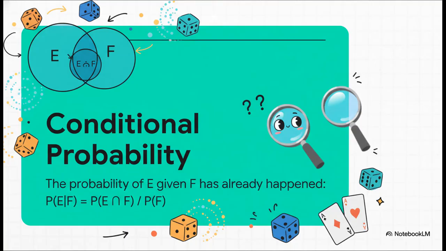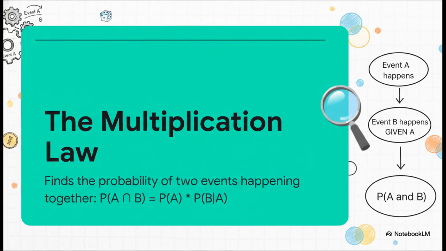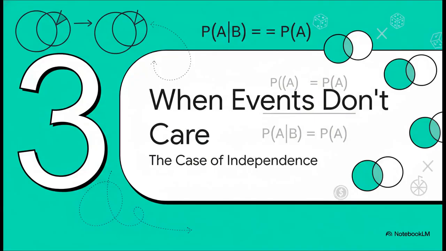And here it is. This is the formal rule, and it's exactly what we just visualized. The probability of E given F, and that vertical bar just means given, is the probability of them happening together, the intersection, divided by the probability of our new universe, F. It's the piece of E that's still in the game, scaled to the size of our new reality. Now, what's really cool is if you do a little algebra on that same exact formula, you get another super powerful tool, the multiplication law. This lets us find the probability of two things both happening. It's the chance of the first thing times the chance of the second thing, given that the first thing already happened.